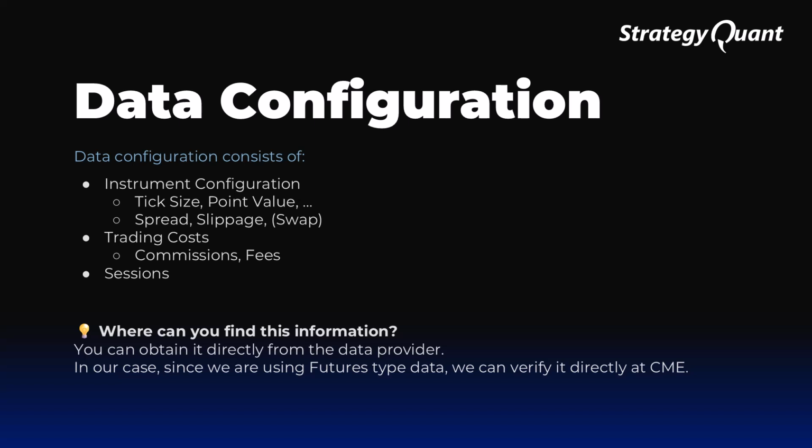For Nasdaq futures, the tick size is 0.25 index points. That's one tick. Each tick is worth $5. Since there are 4 ticks per point, which is also known as a handle, 1 full point equals $20. Where did I get the details regarding symbol configuration? Directly from the data provider. In our case, because we are using futures data, we can verify directly at CME Group.